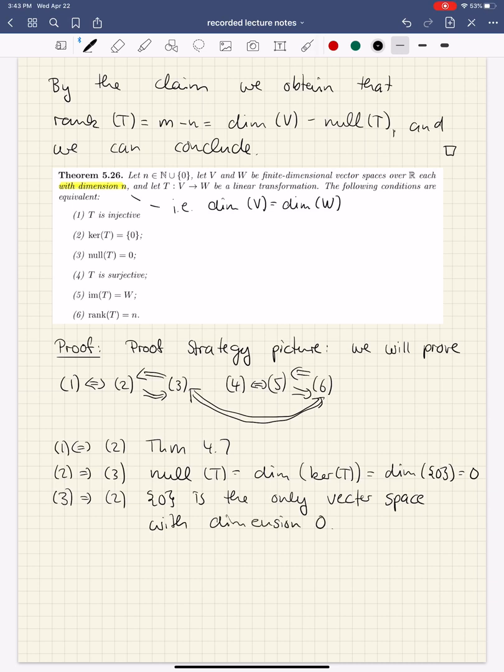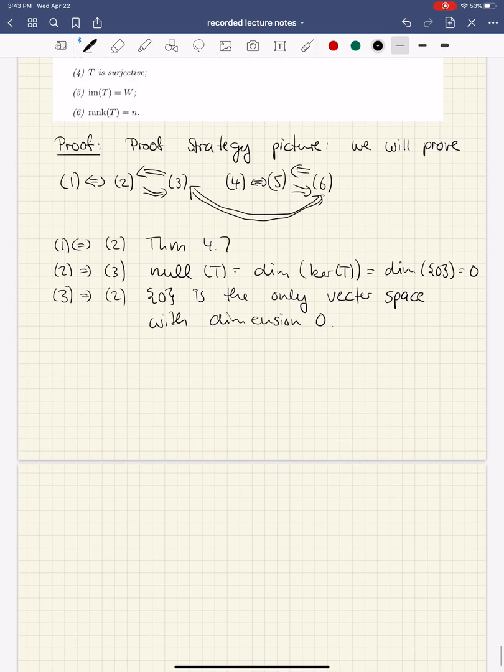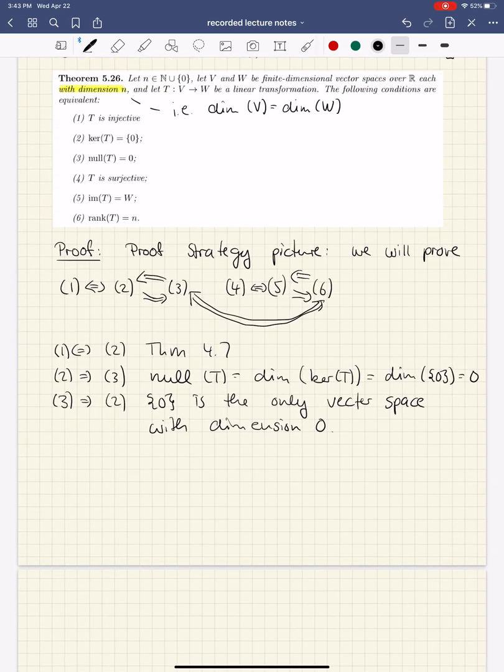Yeah, so if the nullity, if the dimension of the kernel is 0, the kernel has to be 0. Okay, so this was the first block, pretty much. Now we attack the second block. 4 equivalent to 5. Yeah, so surjectivity is the same as the image being everything.